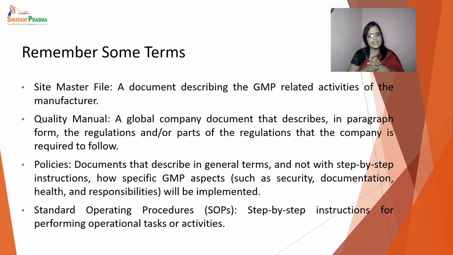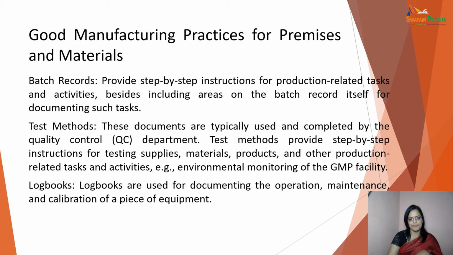Next is a site master file, a document describing the GMP related activities of the manufacturer. Quality manual, policies, standard operating procedures. Now what are these terminologies? A global company document that describes a paragraph from the regulations, or part of the regulations, that the company is required to follow is called a quality manual. Similarly, SOP, standard operating procedure, gives step-by-step instructions for performing an operational task or activity.